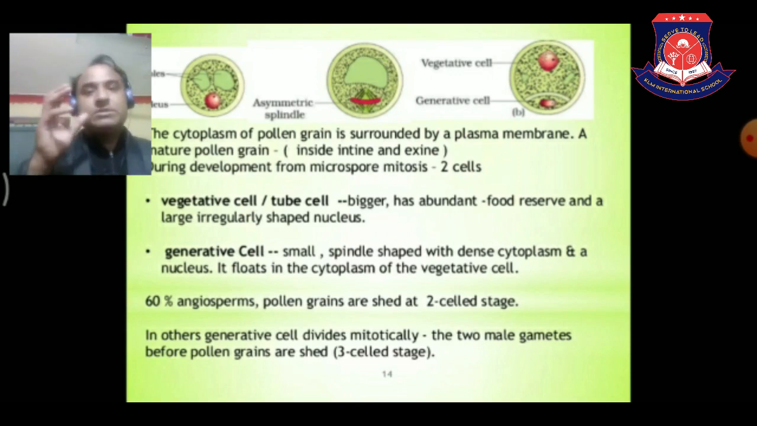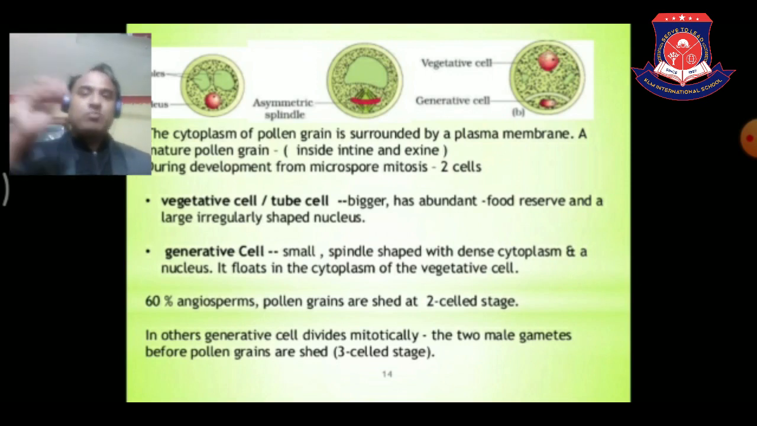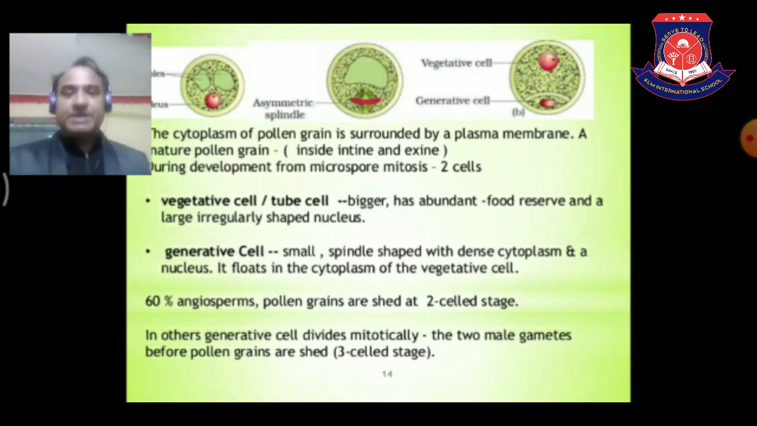But in some plants the pollen grain has three cells, meaning one vegetative cell and another division takes place within the generative cell. In some flowers, pollen grains are shed at the two-cell stage, but some flowers shed their pollen grains at the three-cell stage. Their generative cell divides further into two cells. So division takes place in the generative cell.